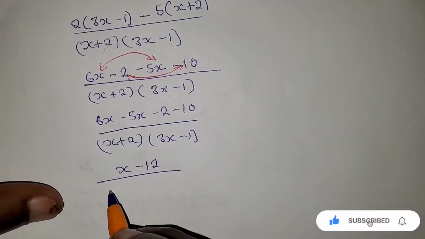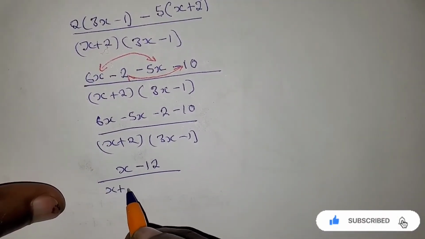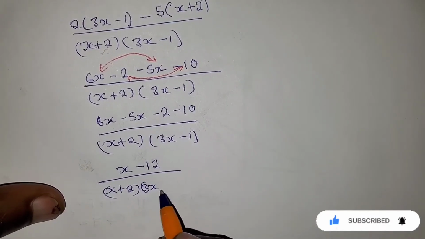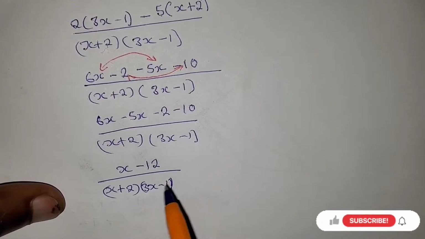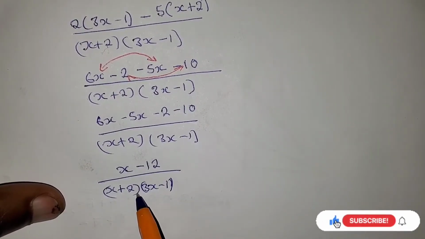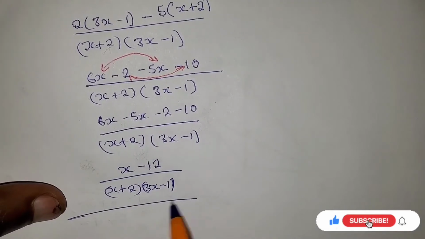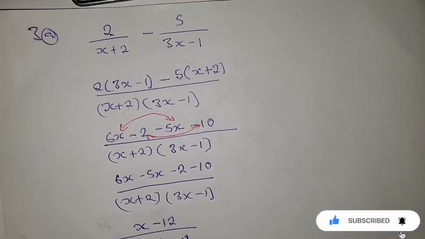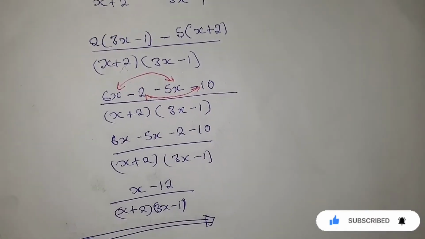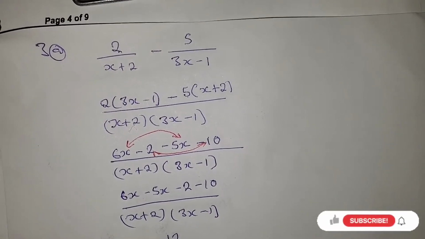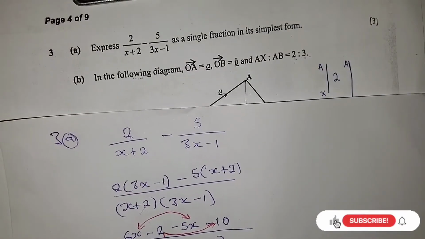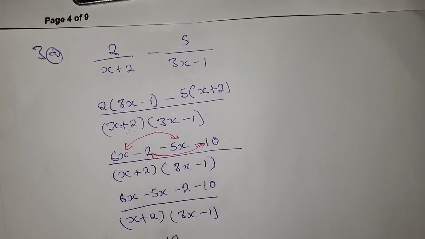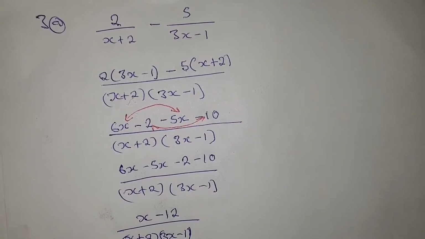So the denominators are x plus 2 times 3x minus 1. Check, do you have anything common on top and on the bottom here? No. So this has already been simplified, in its lowest terms. That's the answer to this question, which was question 3A of 2024 GCE paper 2.